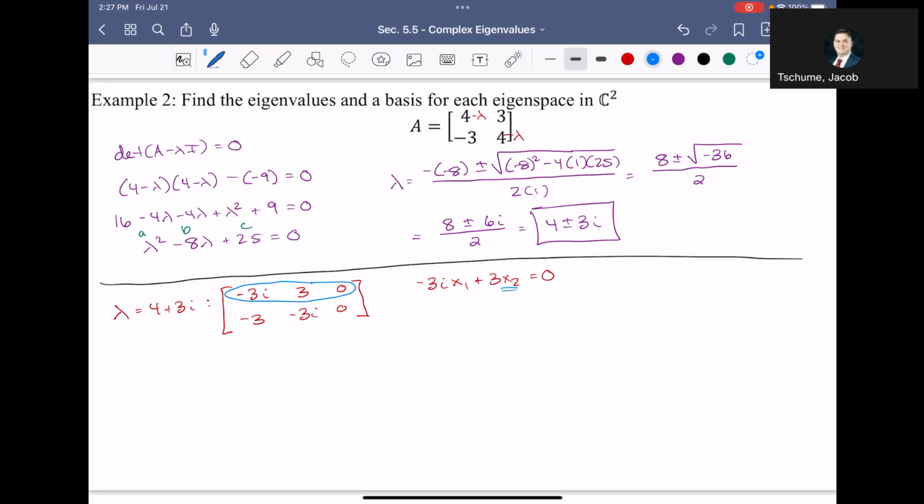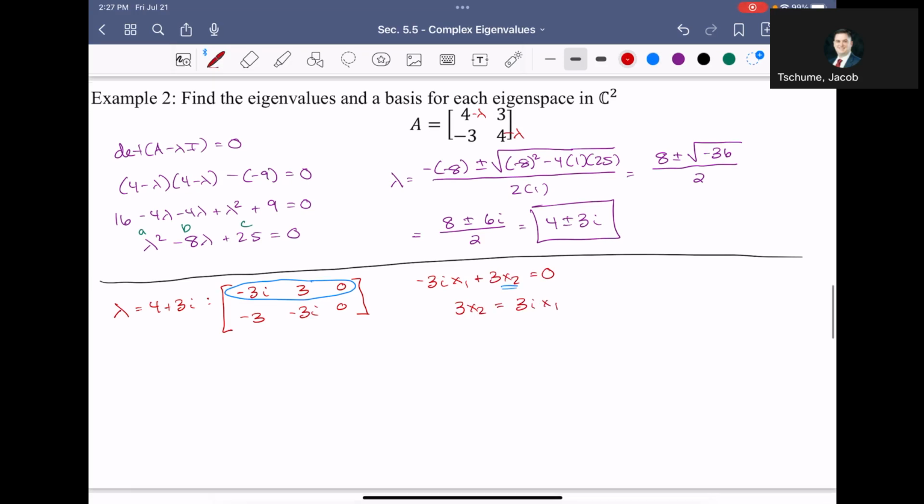All right, so we're going to solve for x2 here. If I move the x1 term over to the right side, you will get that 3 times x sub 2 is positive 3i times x sub 1. And if you divide both sides by 3 here, you should get the expression that x sub 2 is equal to i times x sub 1. In this case, x sub 1 is your free variable, and x sub 2 is your basic variable.